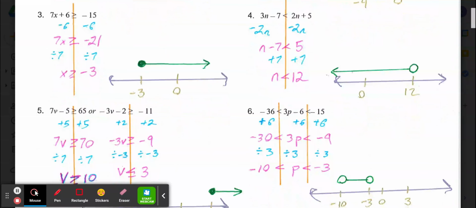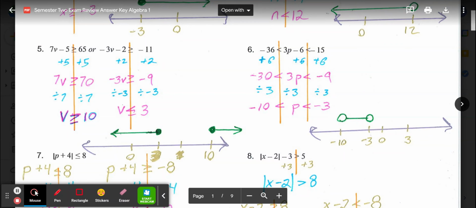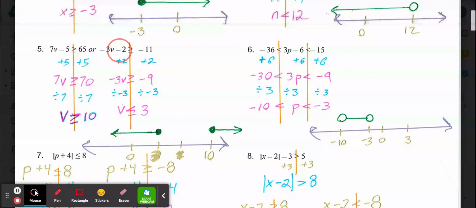You can see each step. 5 and 6 will have two different answers. We want to set them up to solve them separately. So in 5, we'd solve the 7v minus 5 is greater than or equal to 65 to get v is greater than or equal to 10. And then we'd solve the negative 3v minus 2 is greater than or equal to negative 11. So add 2, divide by the negative 3, flip the sign, and v is less than or equal to 3. So then filled in circles at 10 and 3, arrow off at 3 is going less than, arrow off at 10 is going greater than.